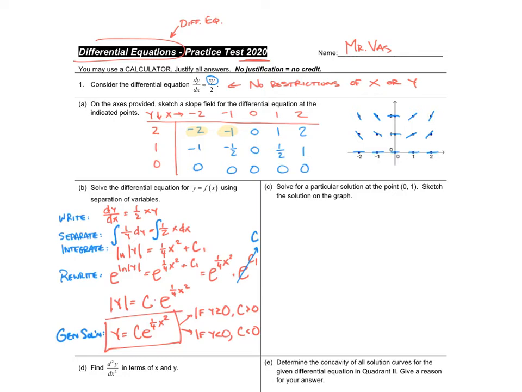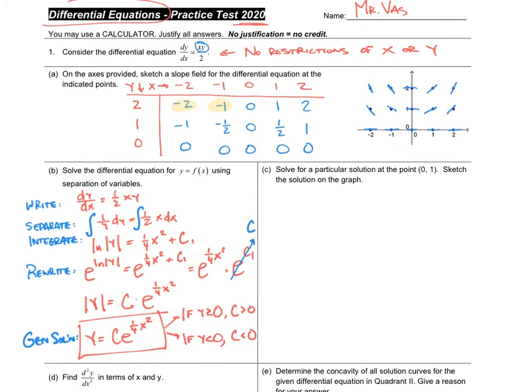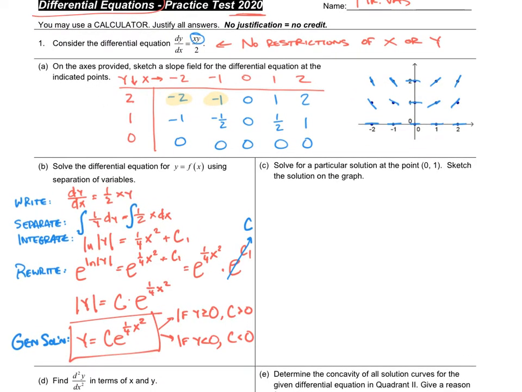And we're ready to move on to the next piece of the puzzle here, which is part C. Solve for a particular solution through (0, 1), and then sketch the solution on the graph. So in order to do that, we're going to sub the point (0, 1) into the general solution, which is y equals C times e to the 1/4 x squared.